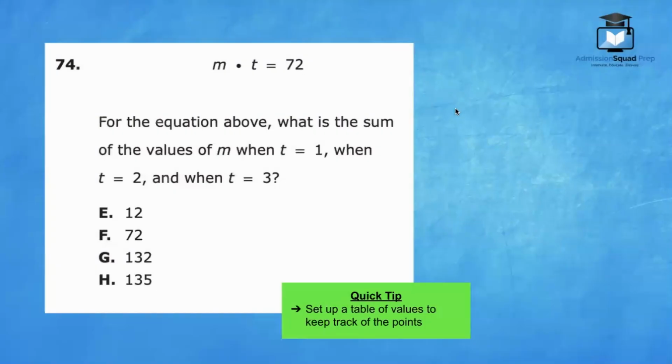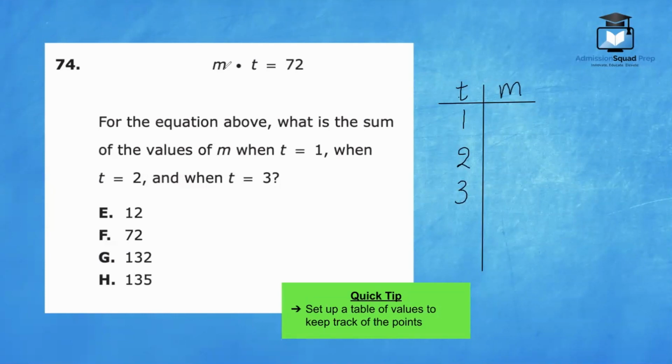Number 74. For the equation above, what is the sum of the values of m when t equals 1, when t equals 2, and when t equals 3? We can set up a table of values to keep track of the input and output values. Let's take a look. The problem gives us 3 values of t, 1, 2, and 3. We need to determine the value of m.